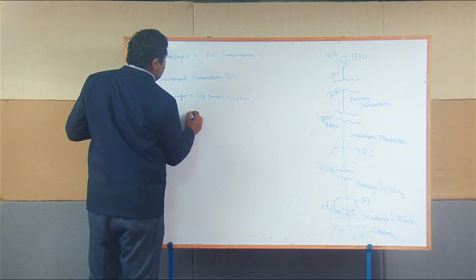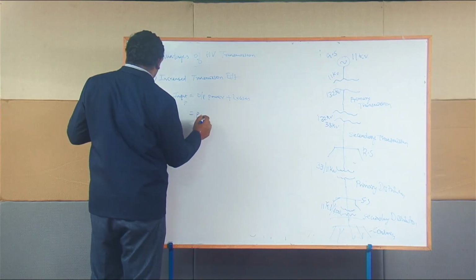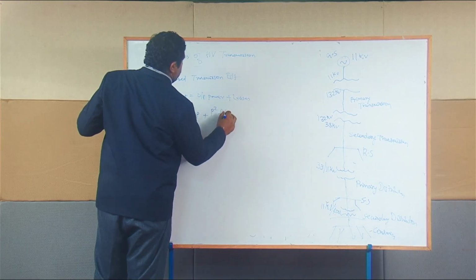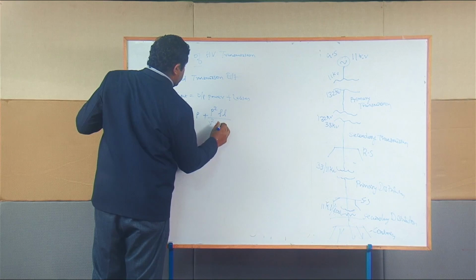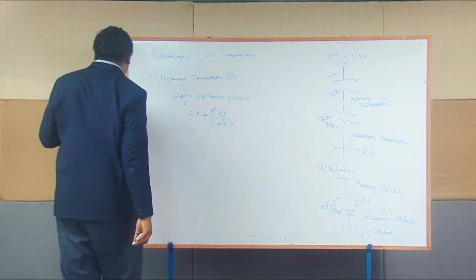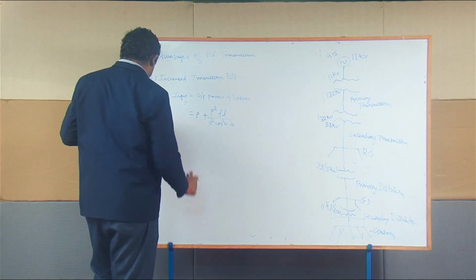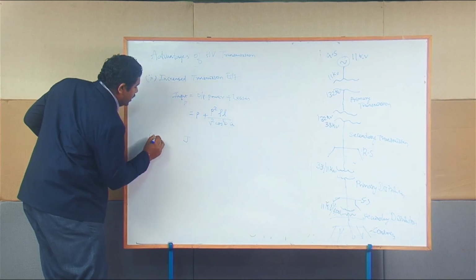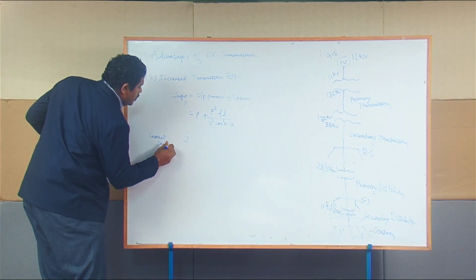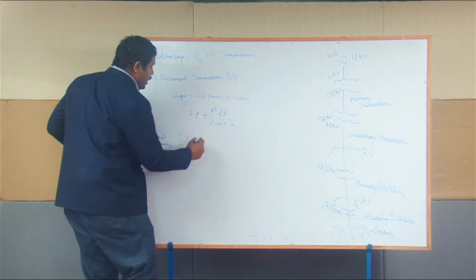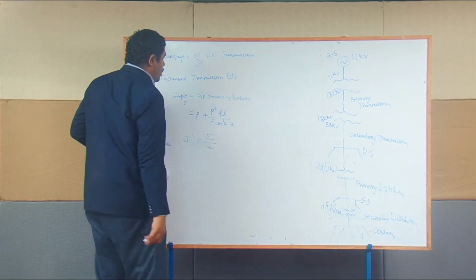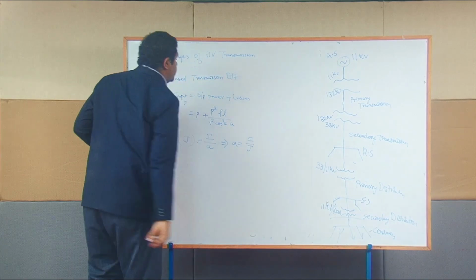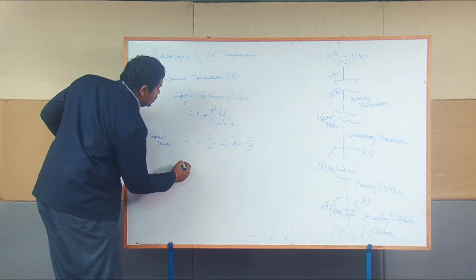So, we already derived the expression for losses. Output power is represented by the letter P. Losses can be represented from the previous equation as P squared rho L divided by V square cos square theta into A. So, we know the term called current density J, which is current per area, given by I by A. From this, area A is equal to I by J. So, substitute in the above equation.